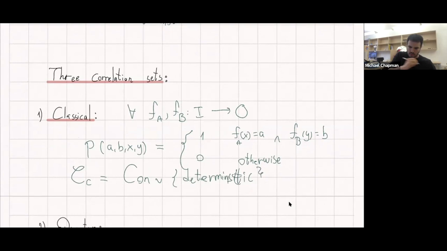So why did we take the convex hull? This is exactly because they can share randomness. Before the game starts, they can toss some coins and decide that they use a specific deterministic correlation for any sequence of tosses that they see. This enables them to take also convex combinations of deterministic correlations. Great, so this is the first correlation set, the classical correlation set.